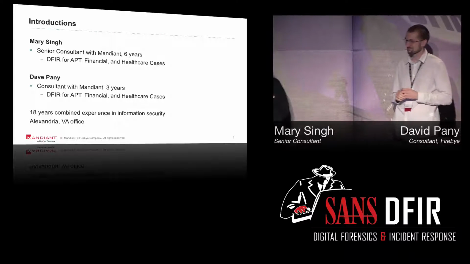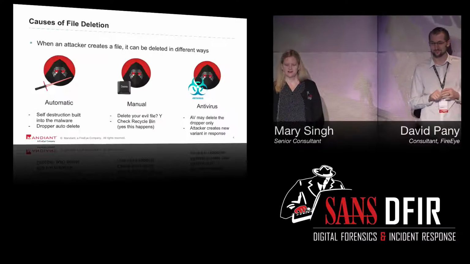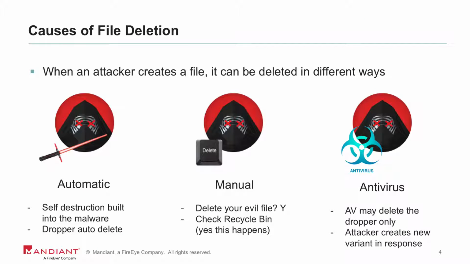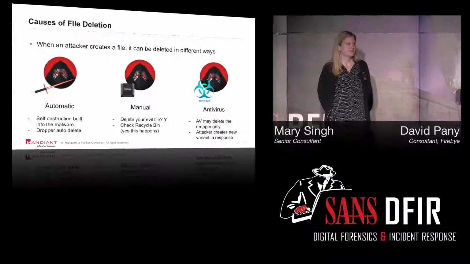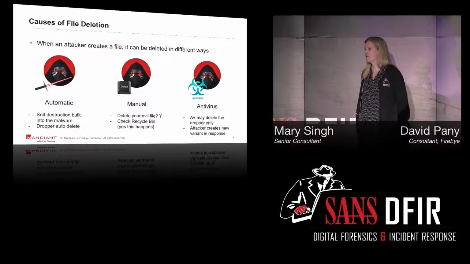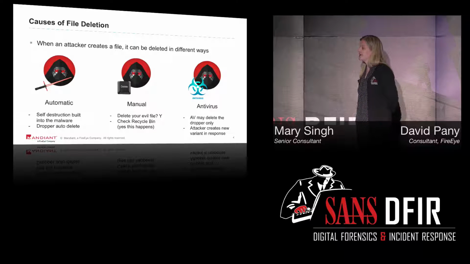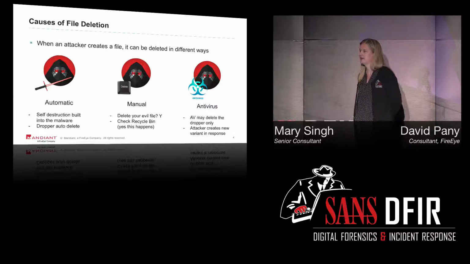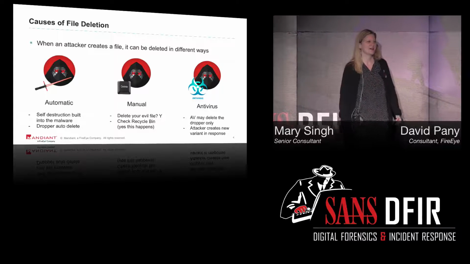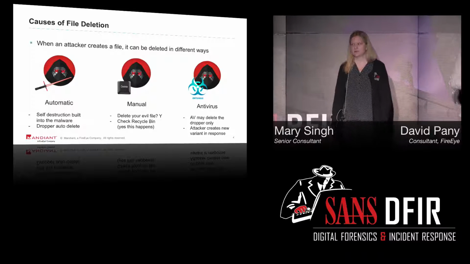Yep, definitely. Okay, so how are files deleted? Of course, there's many, many ways files can be deleted. I'm covering the top 3 ways that I think are relevant. When an attacker creates a file, it can be deleted automatically. Either self-destruction is built into malware, or there's a file dropper that automatically deletes itself. Sometimes antivirus will delete the malware, especially if you're responding to a case 6 months, a year later. Antivirus all of a sudden says, hey, there's something bad here. Yeah, thanks, antivirus. But AV will automatically delete some of the files.